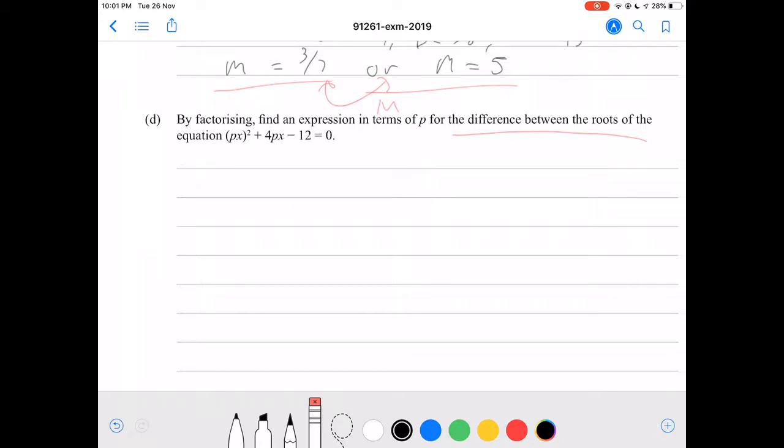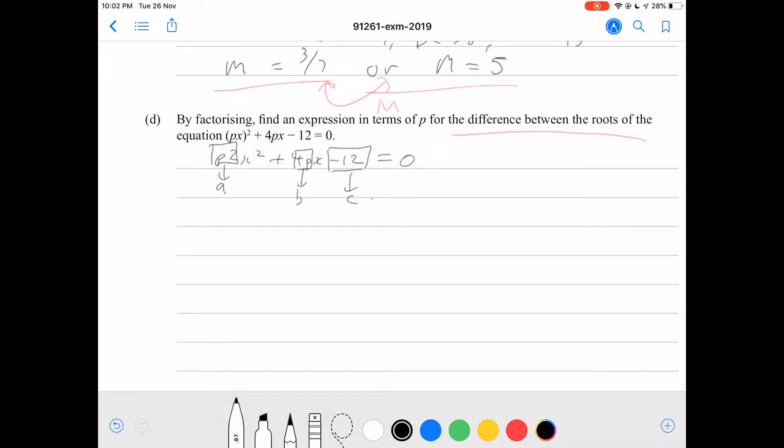But first things first, we need to have a discriminant, which is our b squared minus 4ac. So we need an a, b, and c value. Right now our equation is in this form, and we don't really want it in this form because we can't clearly see what our a value is. Right now it's px squared, and we want something like ax squared, so we want this a value by itself. So we're going to expand this out: p squared x squared plus 4px minus 12 equals 0. Okay, so now it's really clear. This is your a value, this is your b value, and this is your c value.